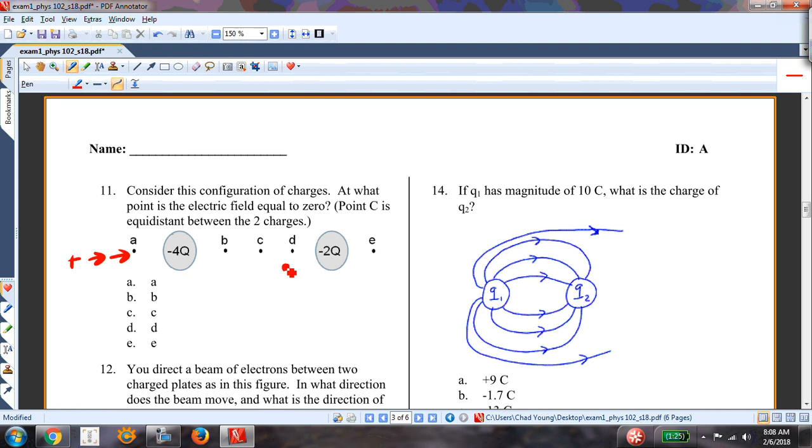It's going to have to be farther away from the big charge. So it will be attracted to the minus 4q charge and attracted to the minus 2q charge in a way that they are equal. Because I'm further away from the bigger charge, that bigger charge imparts less of an electric field at that point, D. So the answer is D for number 11.